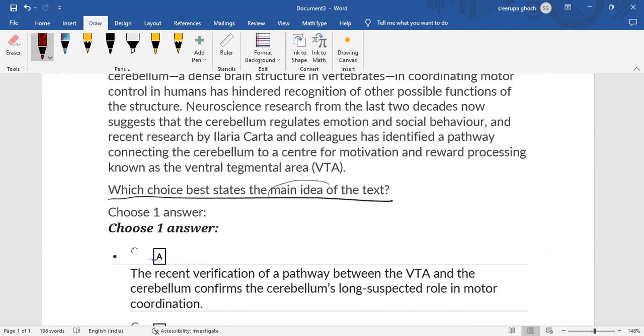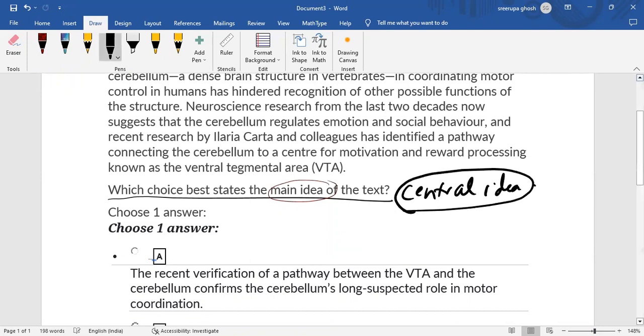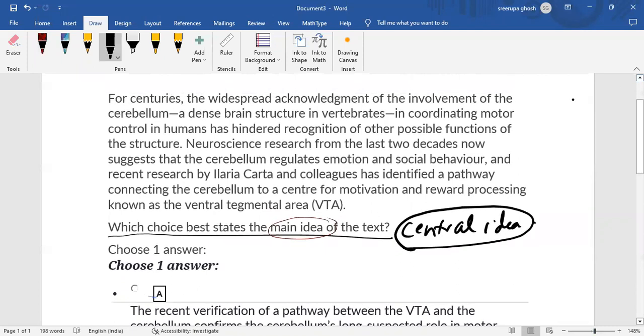So this is a question which is asking you to find the central idea. How would you find the central idea of this text? What would be your approach? How do we generally find the central idea, or the main idea, or the main theme of the entire paragraph? What did you do to find it? Did you go through the entire text? Yes, we should read the text. Correct.